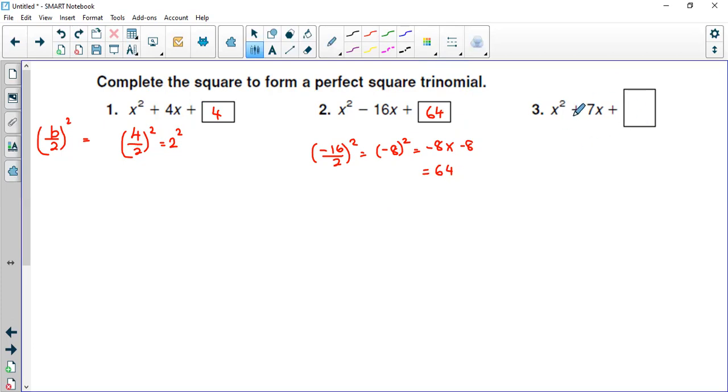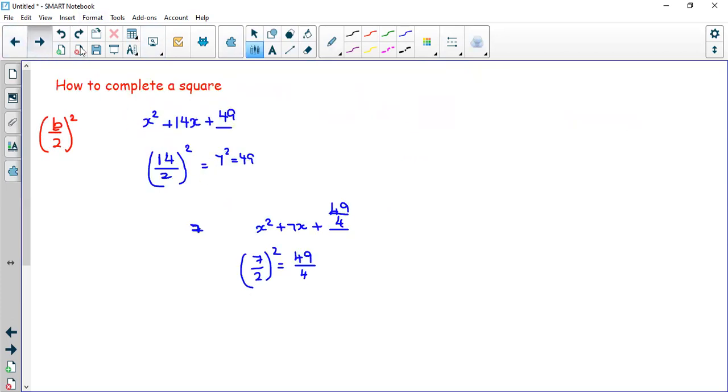Right? Now here, again, 7 is the b number. So 7 divided by 2 whole square. 7 divided by 2, now this is the same example which I was taking and explaining here.